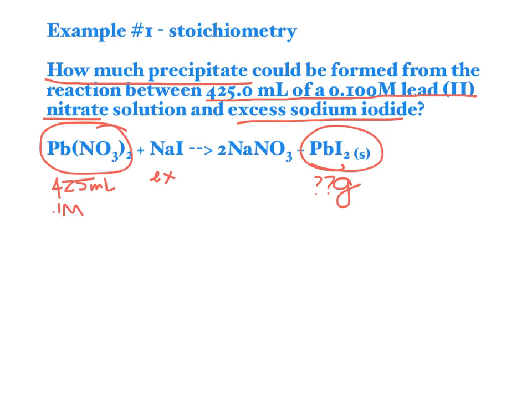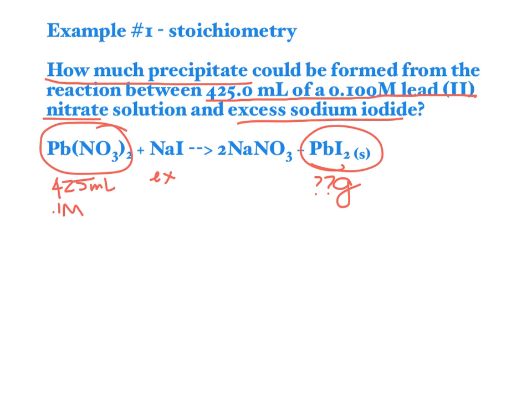I need to convert using the mole-to-mole ratio from Pb(NO3)2 to PbI2, from this one to this one. I can see from my balanced equation this is a 1-to-1 ratio, so that makes our calculations a lot easier. I'll do it the long way just so that we can practice it, but it's definitely a 1-to-1 ratio, so hooray. Our middle step is the mole-to-mole ratio.